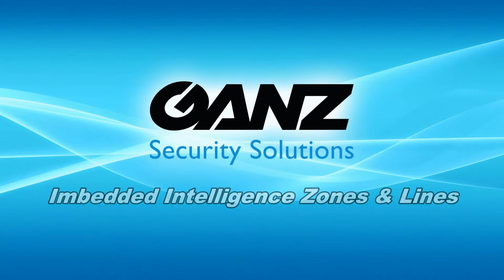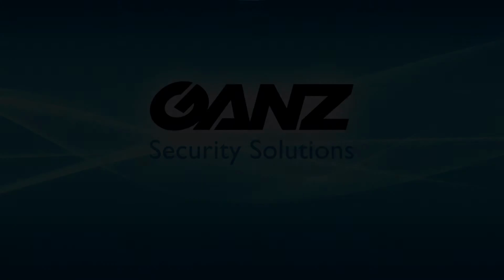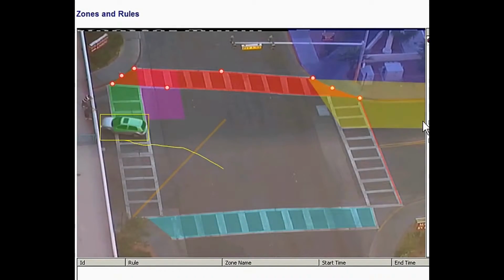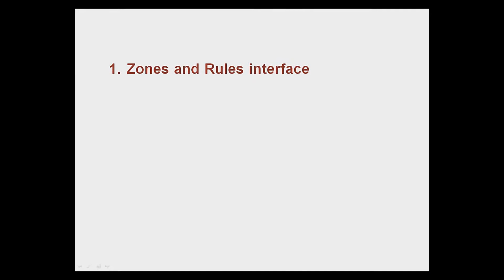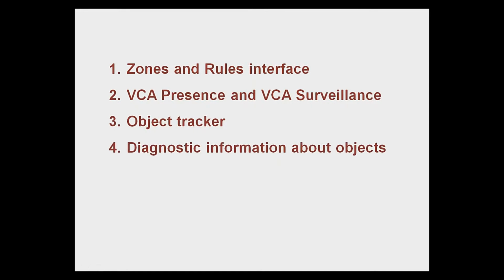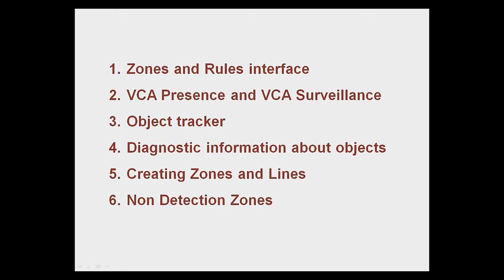In this video tutorial, I am going to show you how to set up zones and lines, and describe the zones and rules interface in more detail. The six topics that I will cover are zones and rules interface, the difference between VCA presence and VCA surveillance, the object tracker, diagnostic information about objects, creating zones and lines, and finally, non-detection zones.